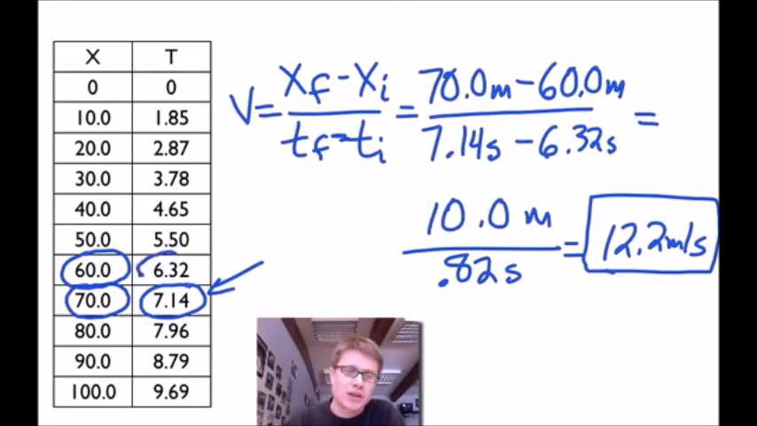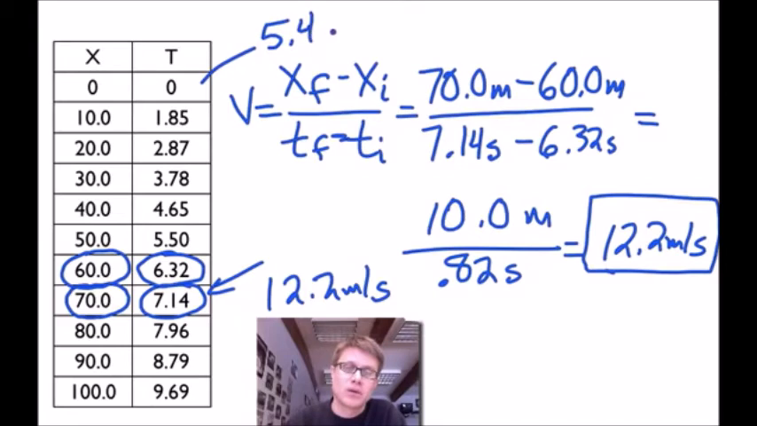And so, this is the speed right here. Now velocity, you know what that means.